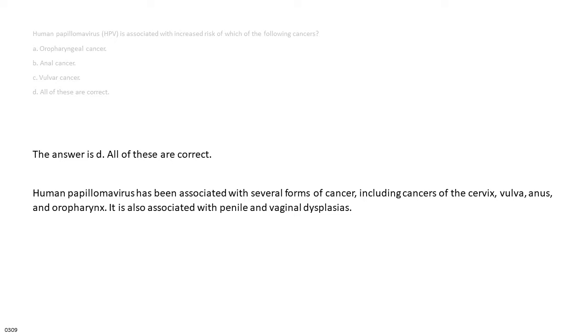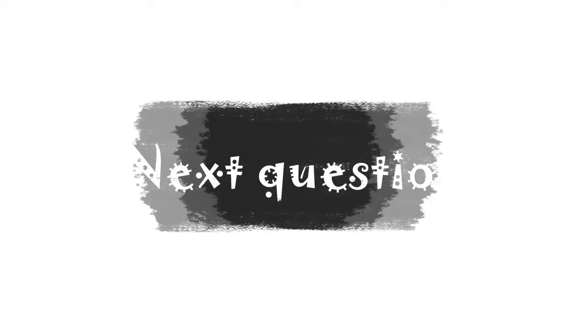The answer is D. All of these are correct. Human papillomavirus has been associated with several forms of cancer, including cancers of the cervix, vulva, anus, and oropharynx. It is also associated with penile and vaginal dysplasias.